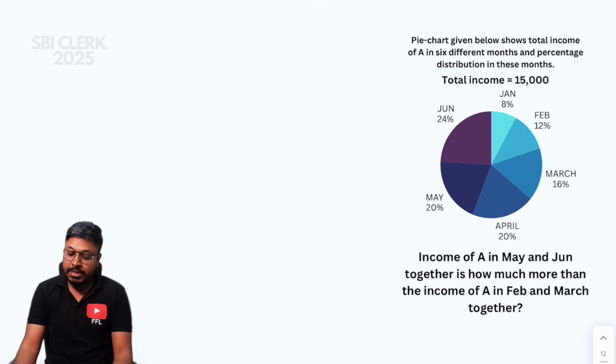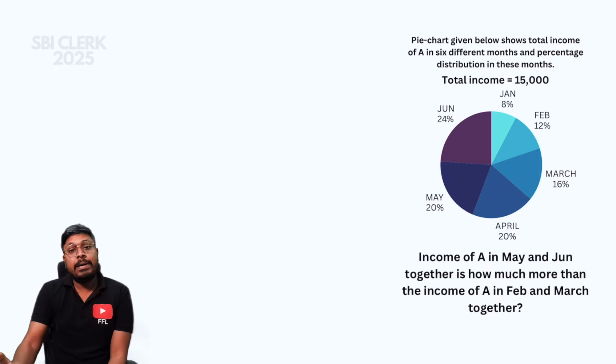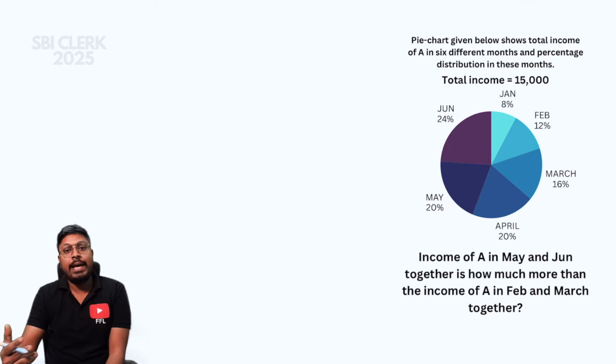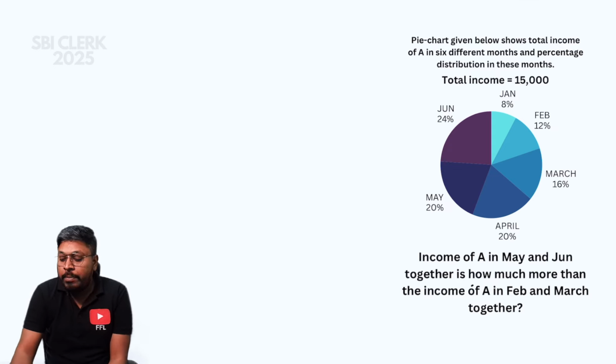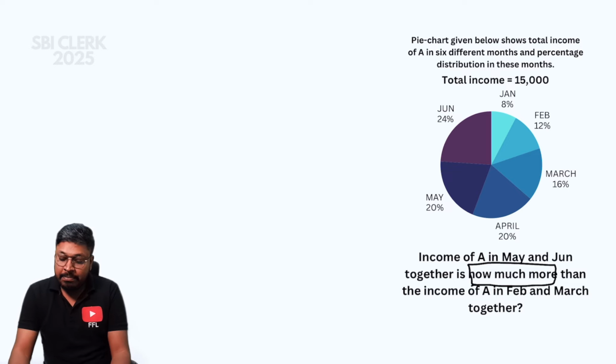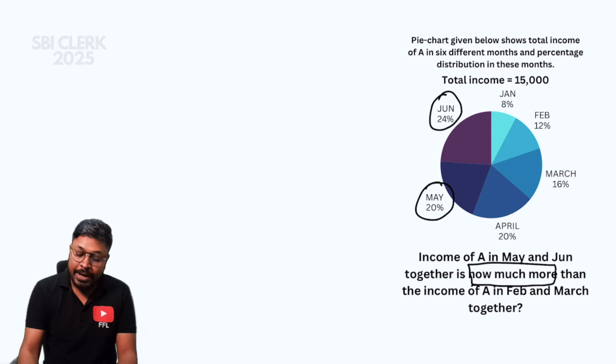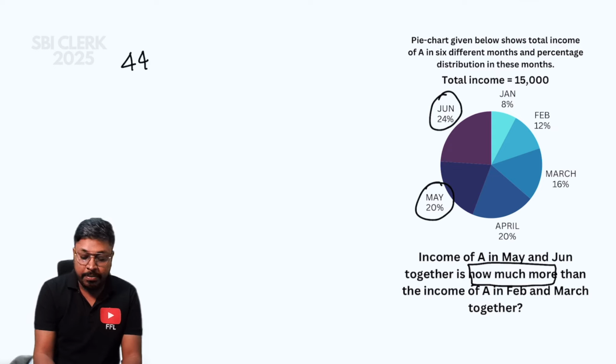So second question: the income of A in May and June together is how much more than. It's not about percentage. If it were how much more percentage, then we could go with the formula (x minus y) by y into 100. But here you have to find just how much more. That means we have to find the value difference. So May and June together. May is 20. June is how much? 24. So 20 plus 24, which is 44%.